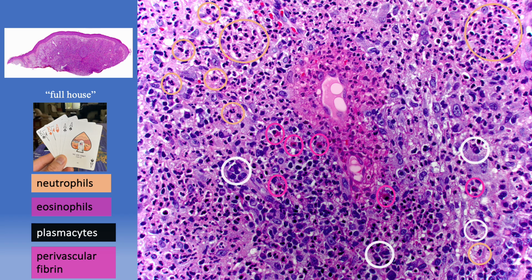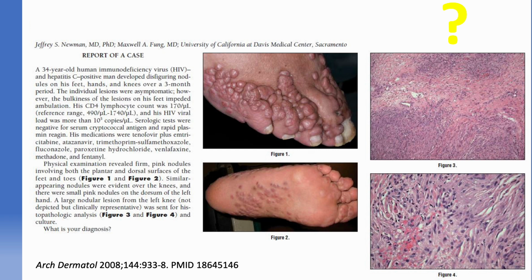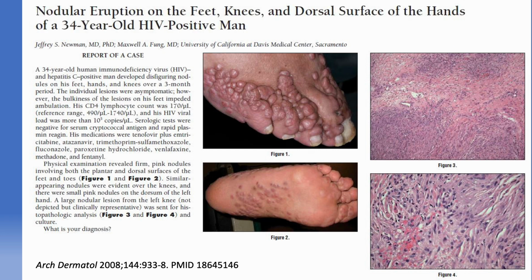And histiocytes are certainly present, they're just not forming granulomas. So this is a true full house inflammatory infiltrate. Next up, trainees, please pause, interpret, and diagnose. This nodular eruption on the feet, knees, and dorsal surface of the hands of an HIV-positive man.